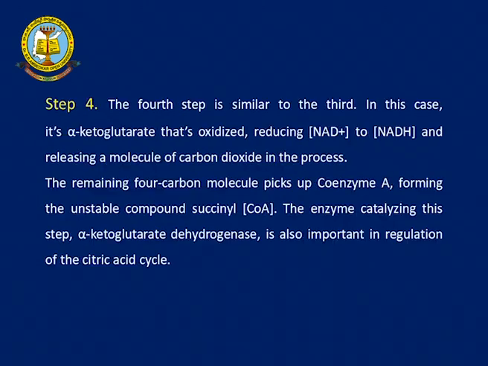Now, the fourth step: alpha ketoglutarate is oxidized, reducing NAD plus to NADH, and releasing a molecule of carbon dioxide in the process. The remaining 4 carbon molecule picks up coenzyme A, forming the unstable compound succinyl-CoA. The enzyme alpha ketoglutarate dehydrogenase catalyzes this step and is an important regulator of the citric acid cycle.